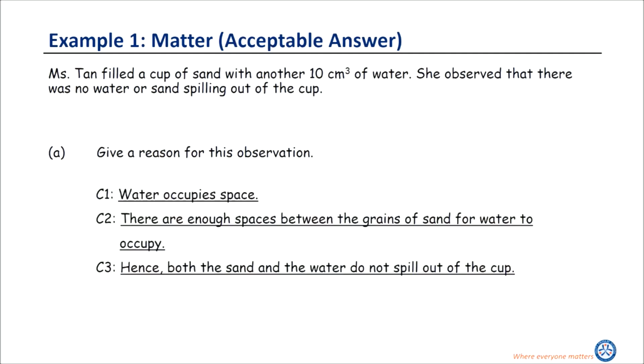The acceptable answer starts with, of course, the concept water occupies space. It connects to the question by saying that there is enough space between the grains of sand for the water to occupy. And finally, we come to the conclusion that both the sand and water will not spill out of the cup, as there is enough space in the cup for both. Now, let's move on to the next example.